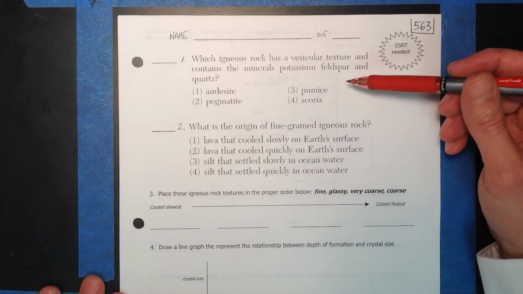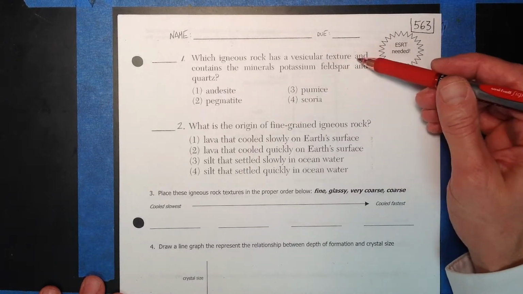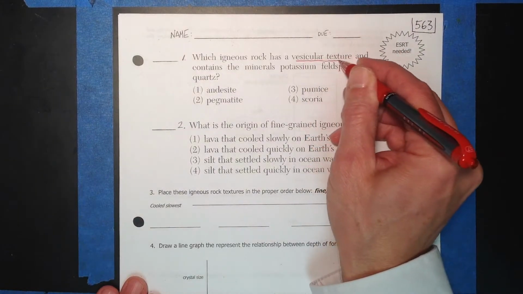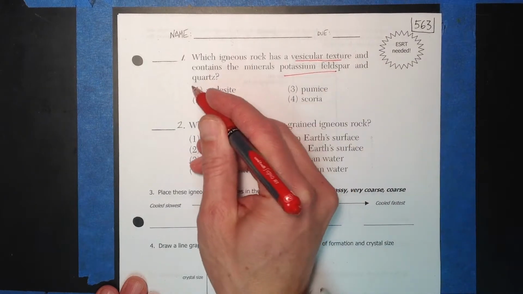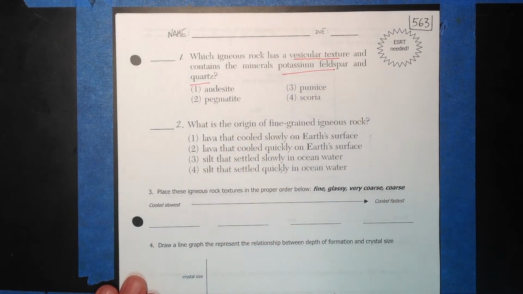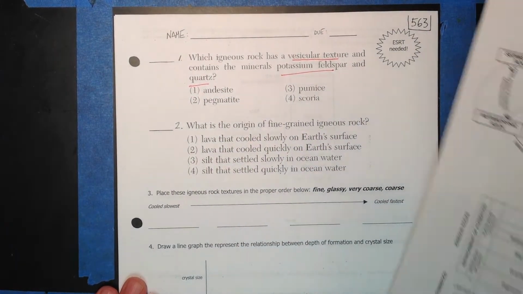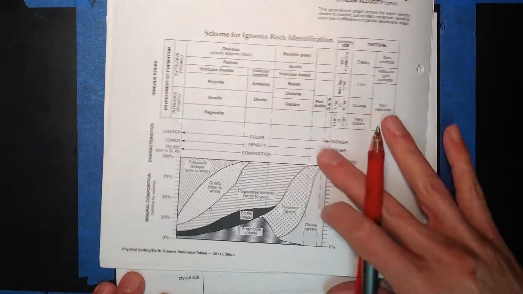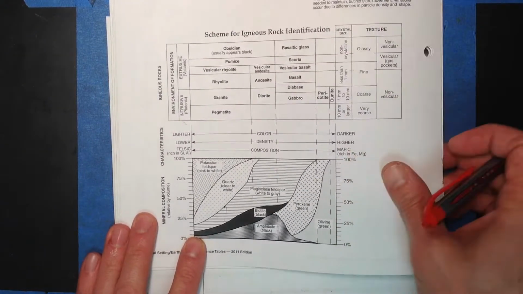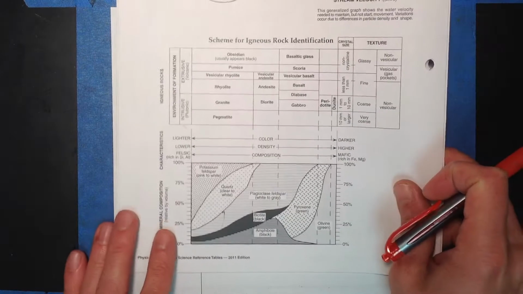Check it out. First question, which igneous rock has a vesicular texture and contains the minerals potassium feldspar and quartz? And here are our four choices. You absolutely need the reference table. You cannot answer without the reference table. So I need vesicular texture and potassium feldspar and quartz.